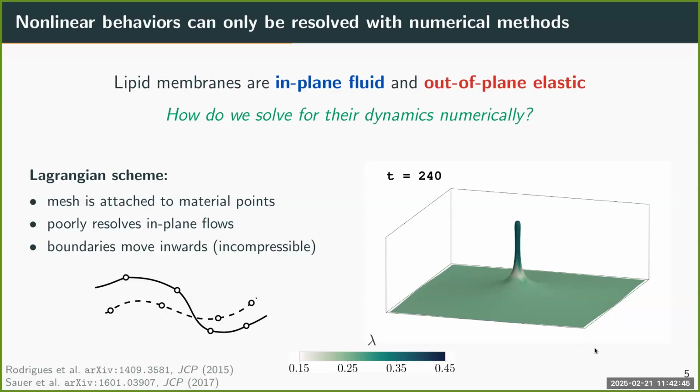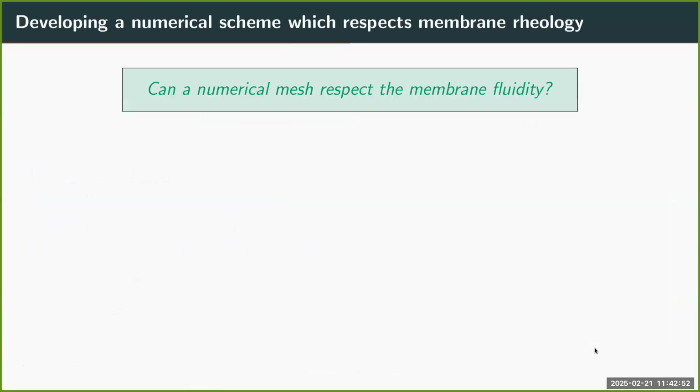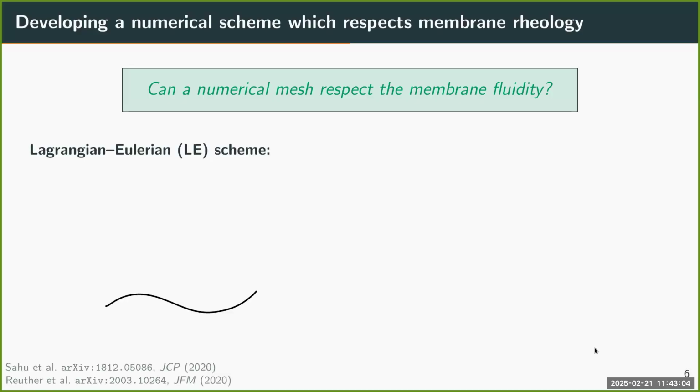So we're unconvinced that a Lagrangian simulation is capturing the correct physics of tether pulling. One of the problems with the Lagrangian method is that it doesn't work well with this in-plane fluidity of lipid bilayers. So we were thinking about whether there's a way that we can devise a numerical scheme that better respects the membrane behavior. We call this kind of scheme Lagrangian Eulerian, and I'll explain it as follows.